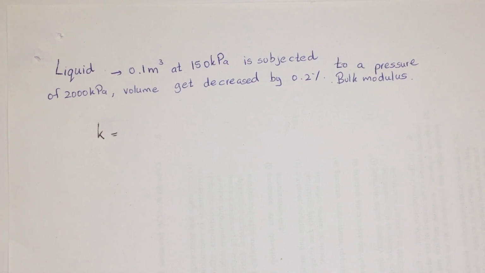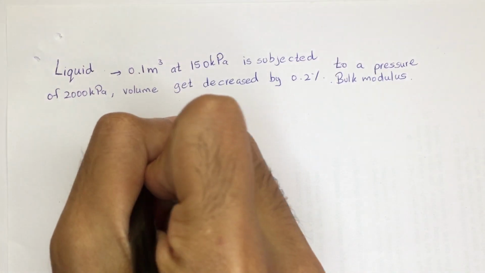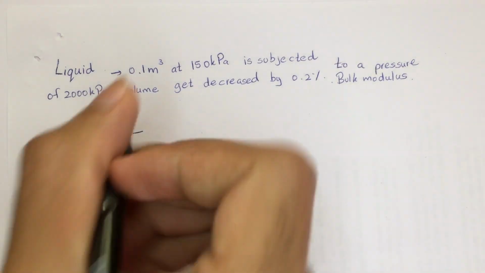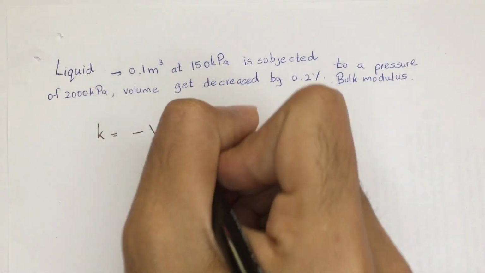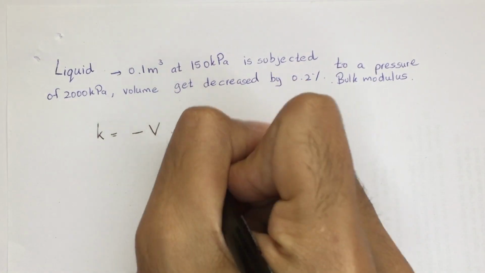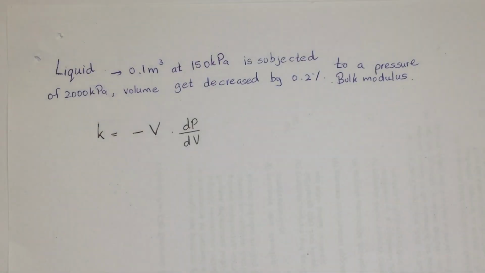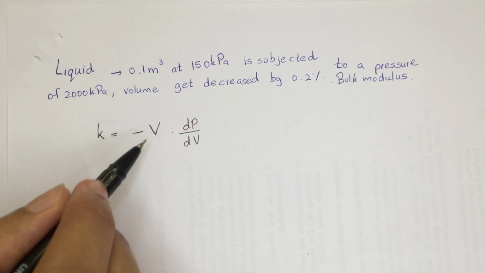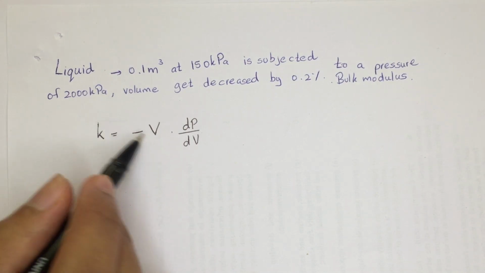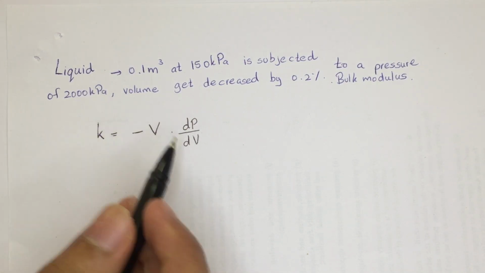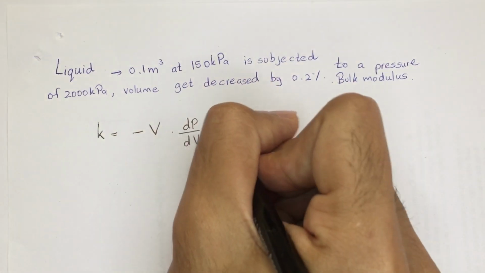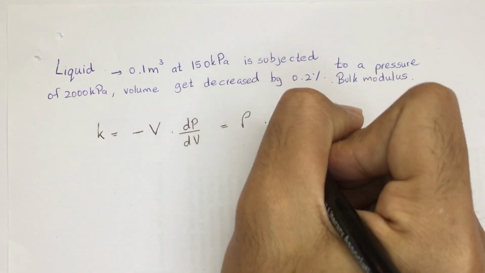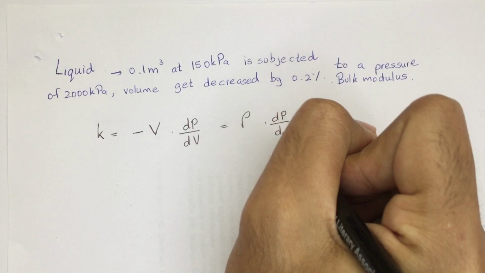So what's the equation for that? You need to know that, otherwise it would be very difficult for you. It's going to be K equals minus V into dP over dV. Or in other terms, we can relate volume and pressure. You can change this volume to rho, the density also. If you use that, you are going to get rho into dP over d rho.